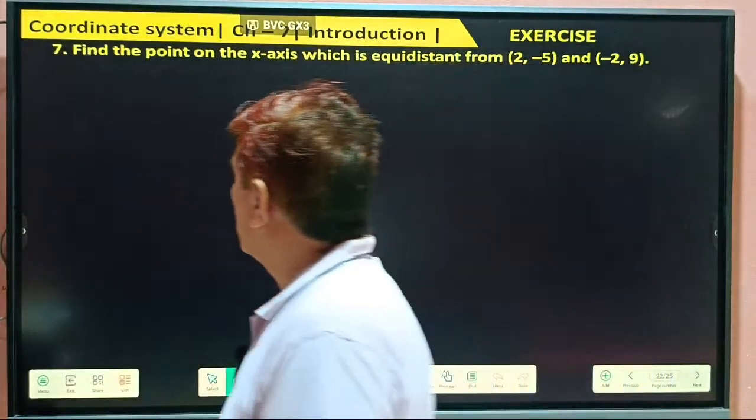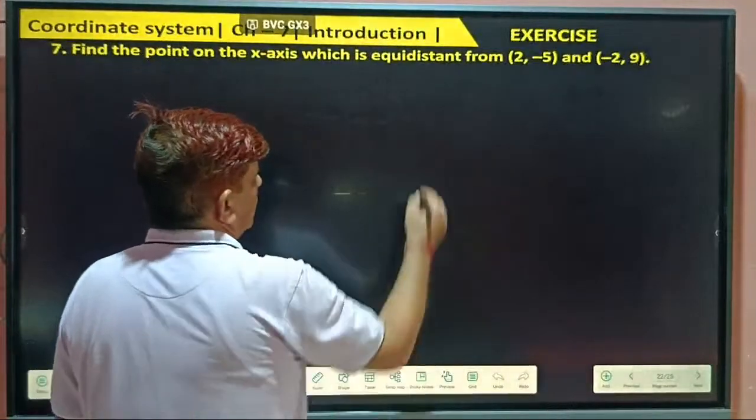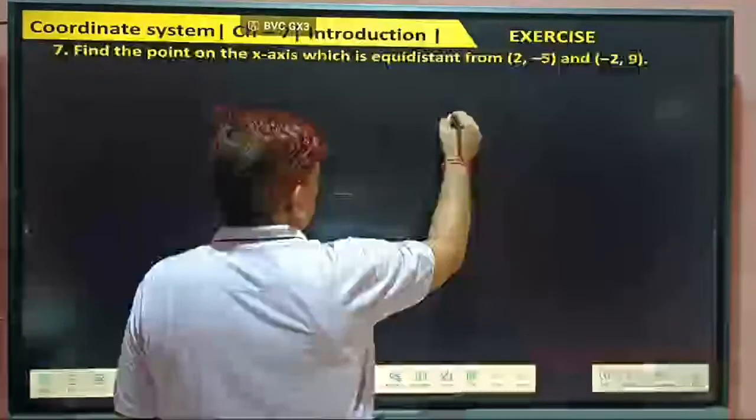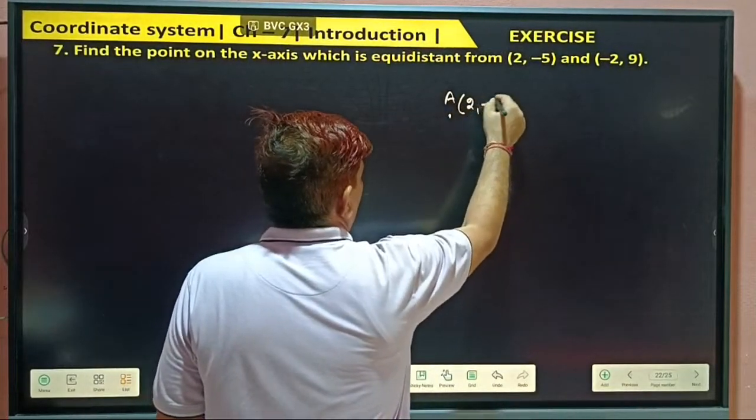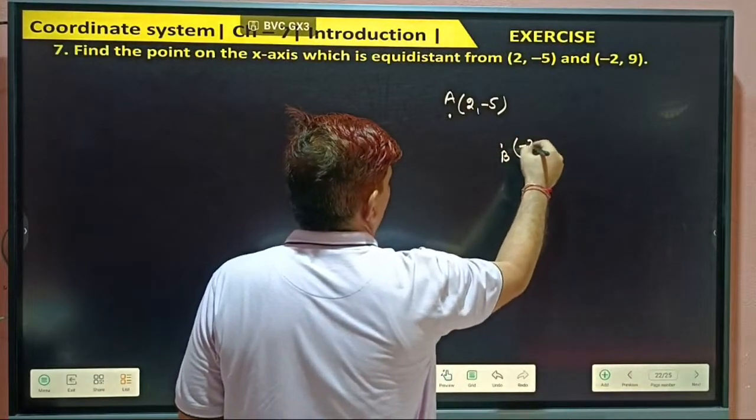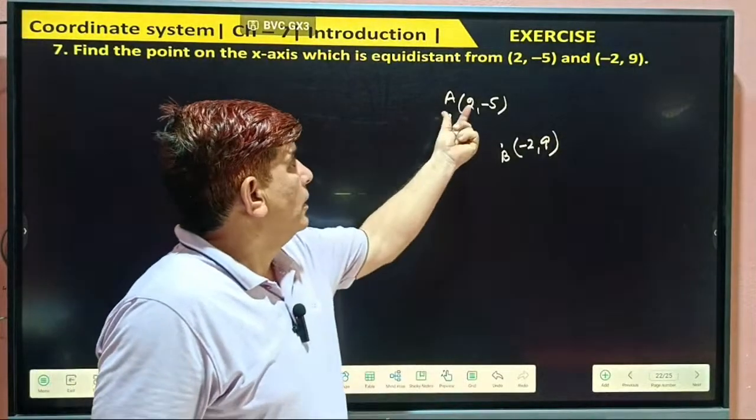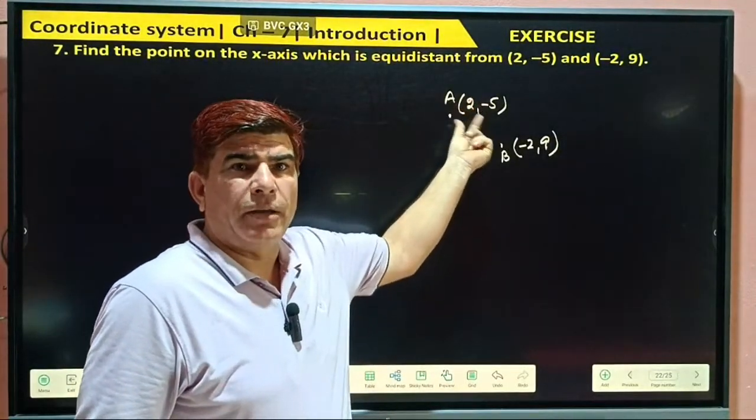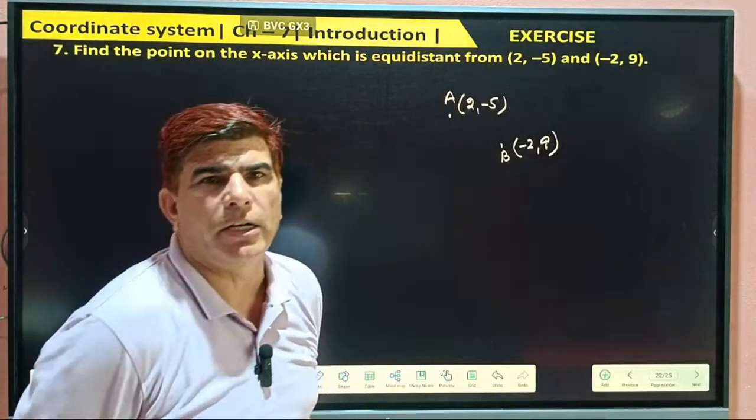Okay, so y coordinate is 0, which is equidistant from this point. One point we have taken, its name is A. And this is the point B we have taken, which is (-2, 9). Again, in which quadrant is this lying? X is positive, Y is negative, so it's lying in the fourth quadrant.